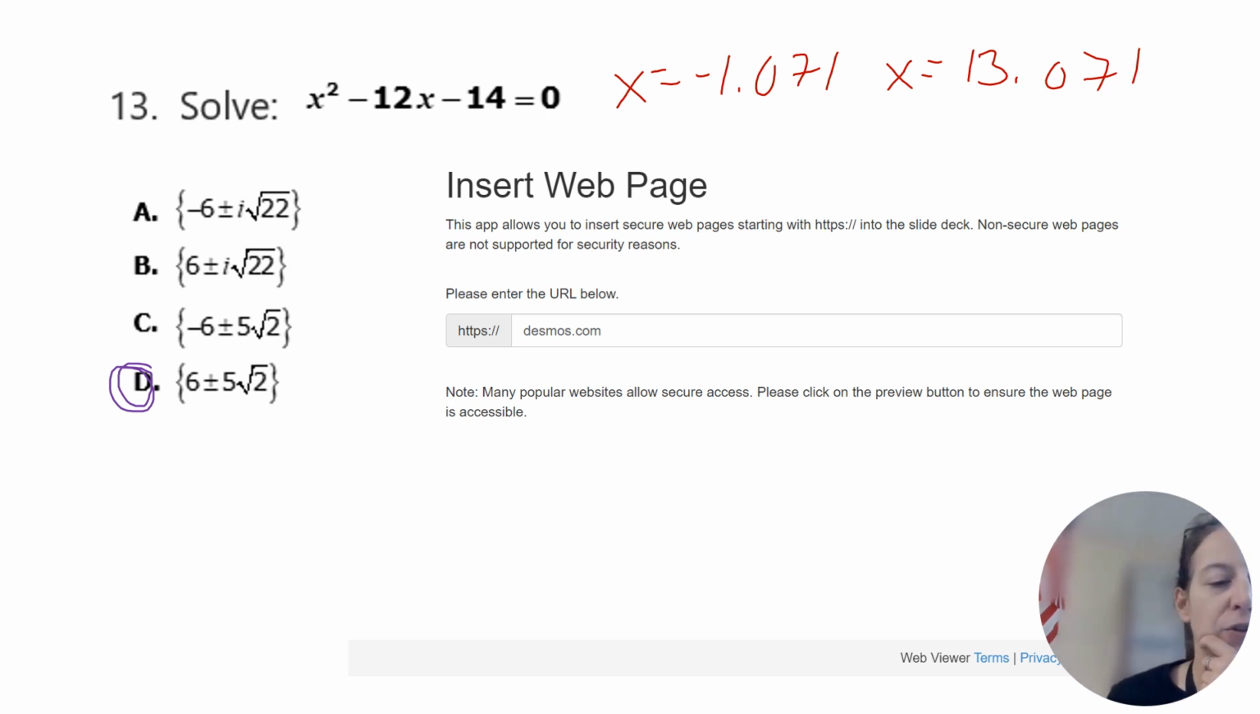Now you can do this with the quadratic formula. So you can do stuff like the opposite of b. So the opposite of -12 is 12, plus or minus the square root of b squared, which is -12 squared, minus 4 times a times c, with the negatives in there. Close that all over 2 times 1, and there's my 13.07. I wouldn't do it that way.